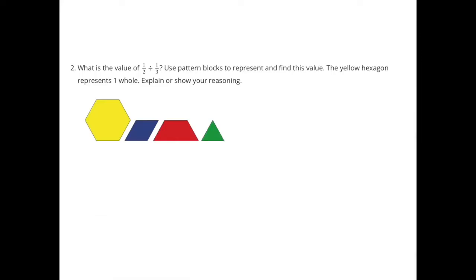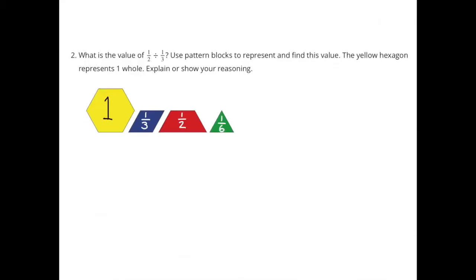Number 2. What is the value of 1/2 divided by 1/3? Use the pattern blocks to represent and find this value. The yellow hexagon represents 1 whole. Explain or show your reasoning. The blue figure would fit inside the yellow shape 3 times, so the blue figure would be worth 1/3. The red figure would fit inside the yellow shape twice, so the red figure would be worth 1/2. And the green figure would fit inside the yellow shape 6 times, so the green figure would be considered 1/6.